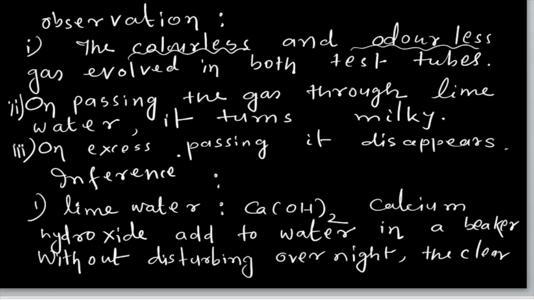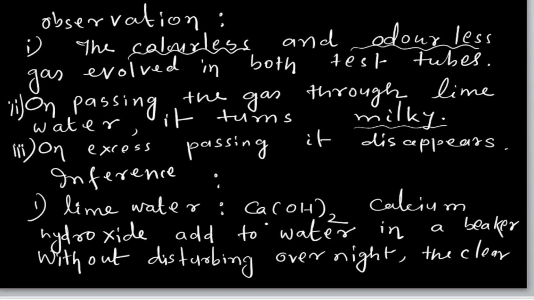If you pass the gas through lime water, it turns milky. On excess passing, it disappears. What does that mean? The carbon dioxide which is evolved changes lime water to milky, and that is very important. It is milky due to calcium carbonate being produced. And the milkiness disappears on excess passing because calcium hydrogen carbonate is produced.